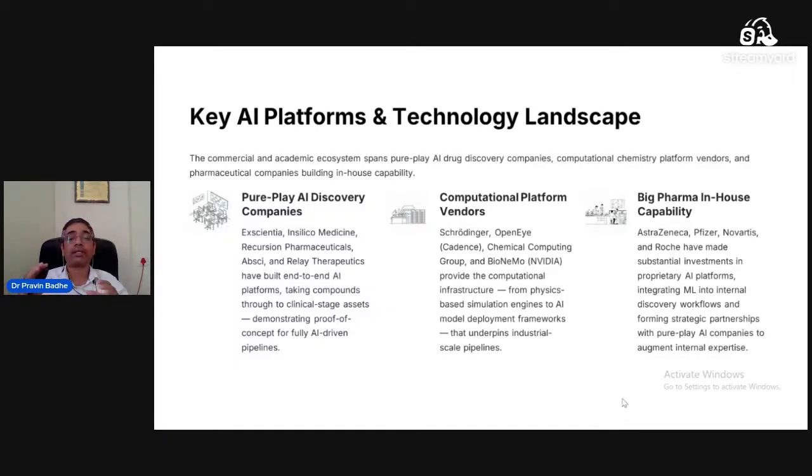I mentioned earlier that you have got these tools which you can be utilizing. So Schrödinger is there, OpenEye is there. These are some of the computational infrastructure players who have got the tools which can be utilized, and then the drug discovery can be done. In this, there are big pharma in-house capability players as well, like AstraZeneca, Pfizer, who have already invested into AI platforms and integrated the machine learning tools for their focused areas. So they are available now.